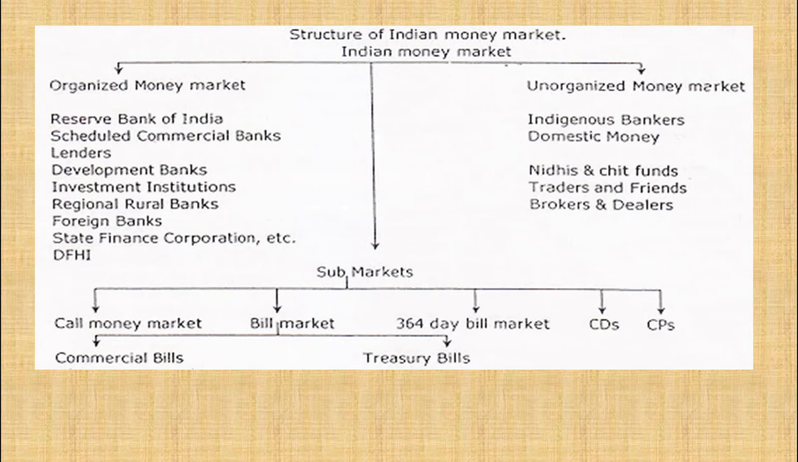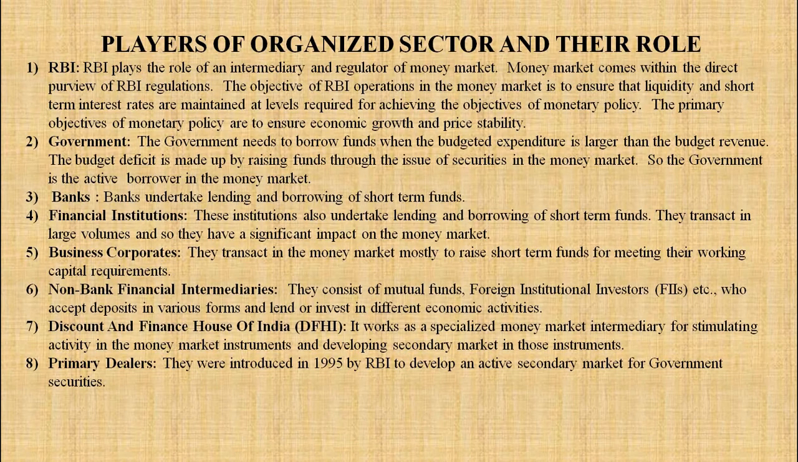In organized money market, there is Reserve Bank of India, scheduled commercial banks, lenders, development banks, investment institutions, regional rural banks, foreign banks, state finance corporations, DFHI, etc. In unorganized, there are indigenous bankers, domestic money lenders, nidhis, chit funds, traders and friends, brokers and dealers, and whatever other types of markets are there. Now we will discuss one by one.